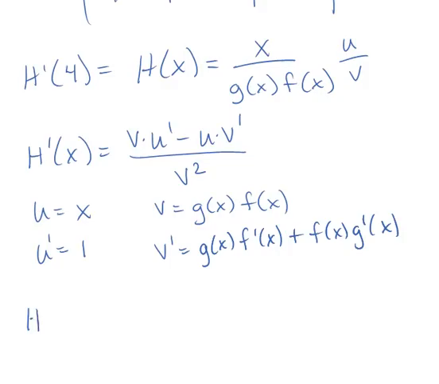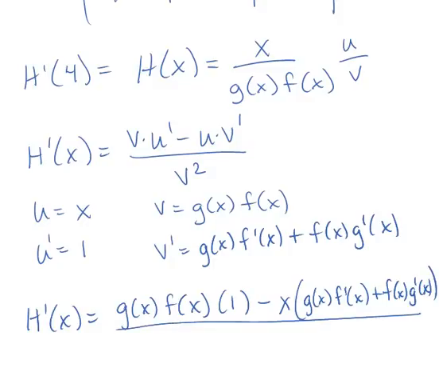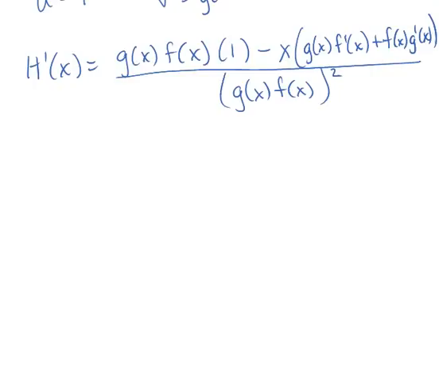All right, so h prime of x, using your quotient rule, is v, which was g of x times f of x, times u prime, which, yay, is just 1, minus u, which is x, times v prime, which is all this stuff: g of x times f prime at x plus f at x times g prime at x. And that's all over v squared, which is g of x times f of x, and we're going to square that.